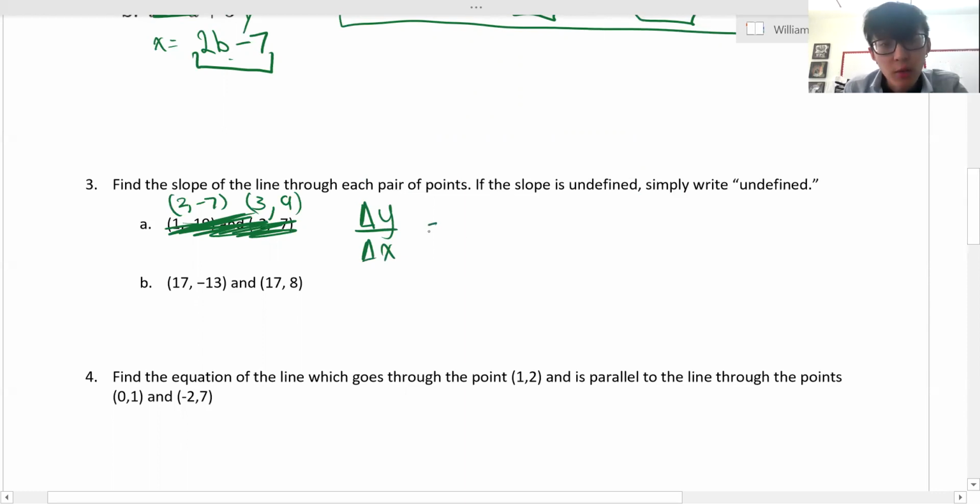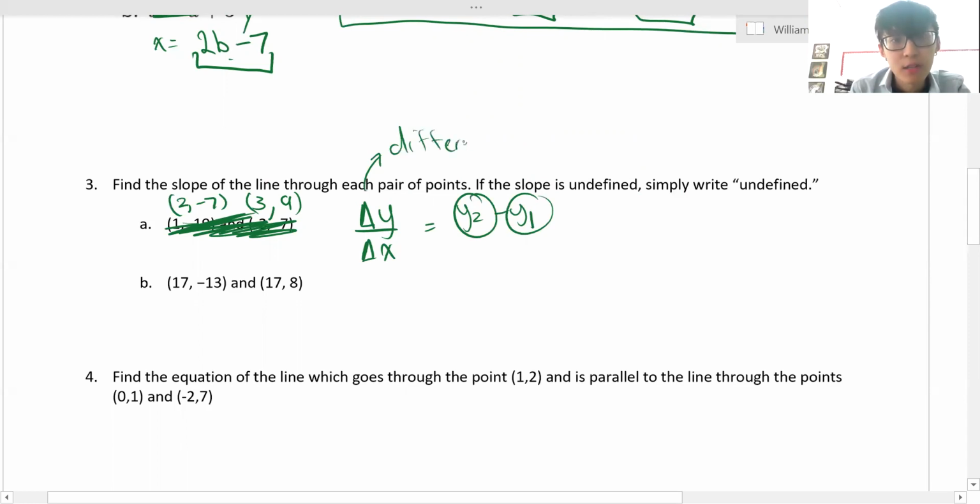right? So change in y can be defined as y2 minus y1, however you want to think about it, because remember, that's the difference in the y values, right? Change in y is simply difference. So I can find the difference in two y values by subtracting them. And to find the change in x, I simply find the difference in x. So I'm going to subtract x2 minus x1.